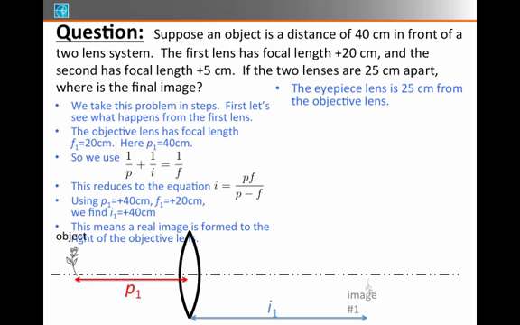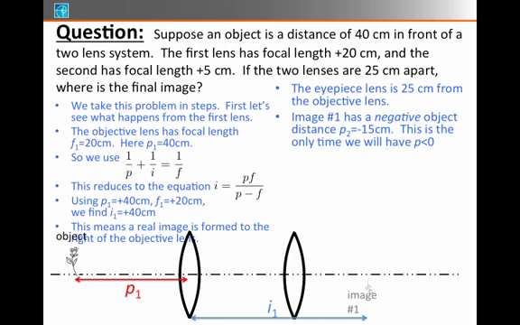The eyepiece lens is 25 centimeters from the objective lens, so we said that in the statement of the problem. That's actually not as far over as where the image is. Here's the funny thing. The light source for the second lens is actually behind the second lens. Whoa. So it has a negative object distance of minus 15 centimeters. Remember, I1 was 40 centimeters, but the second lens was only 25 centimeters from the first lens. So that means image number 1 is a negative 15 centimeters away from the second lens.